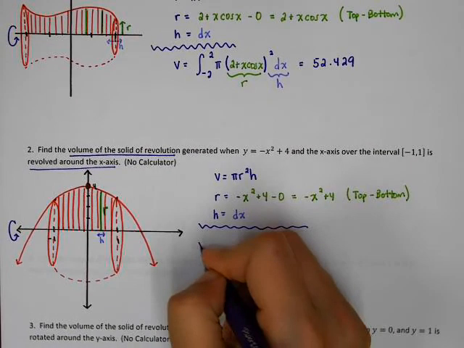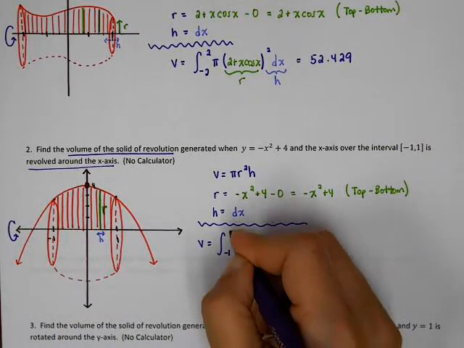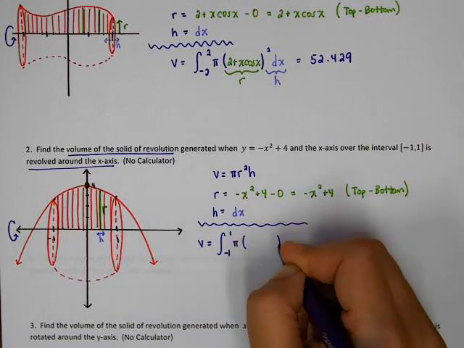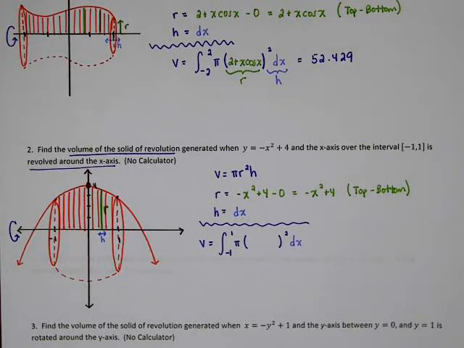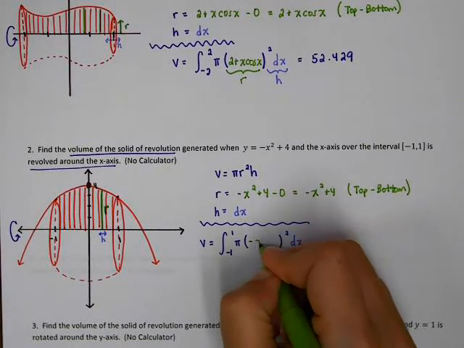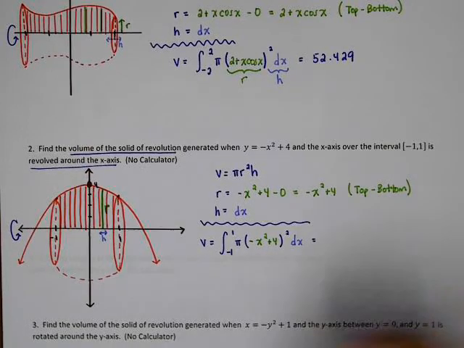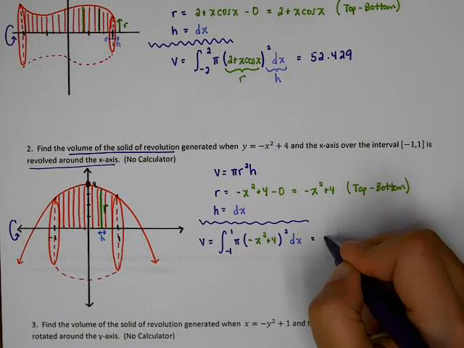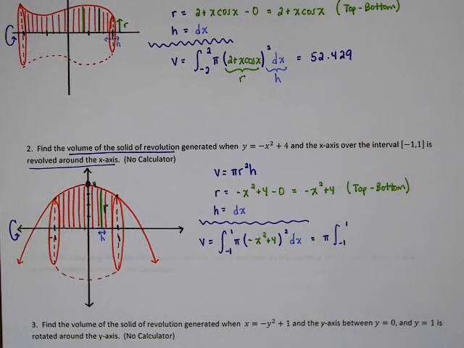So my volume would be the integral from -1 to 1 of pi times my r squared times my dx. That's my h. And in this case, my r is -x squared plus 4. In order to do this integral by hand, what I would recommend is taking out the pi. So pi is a constant. I would move that to the outside of the integral because it's going to make it easier to evaluate the integral if I'm not dealing with evaluating things with pi until the very end.